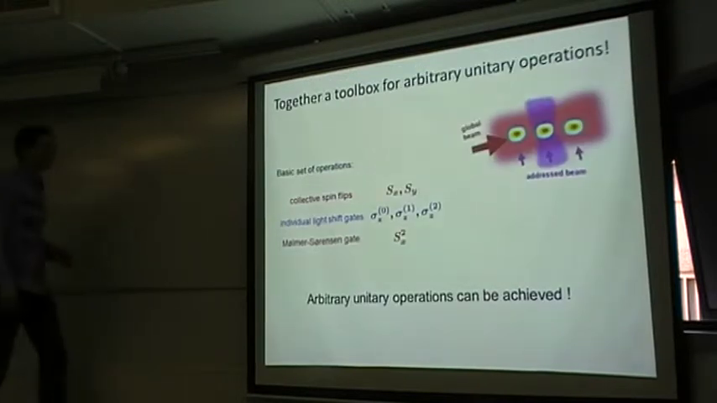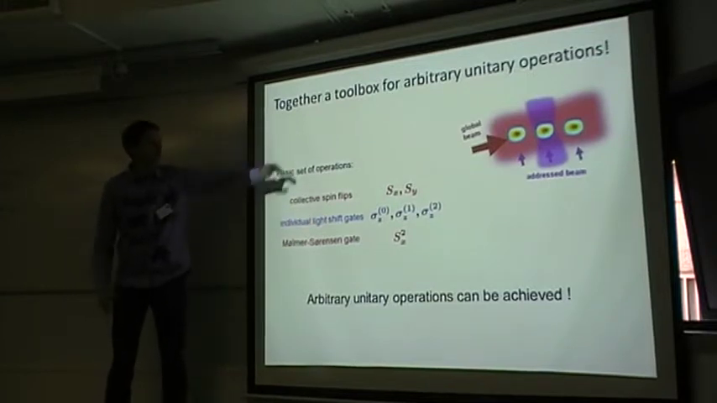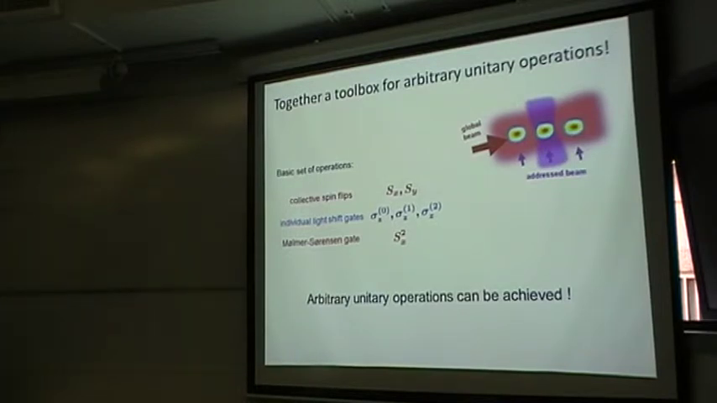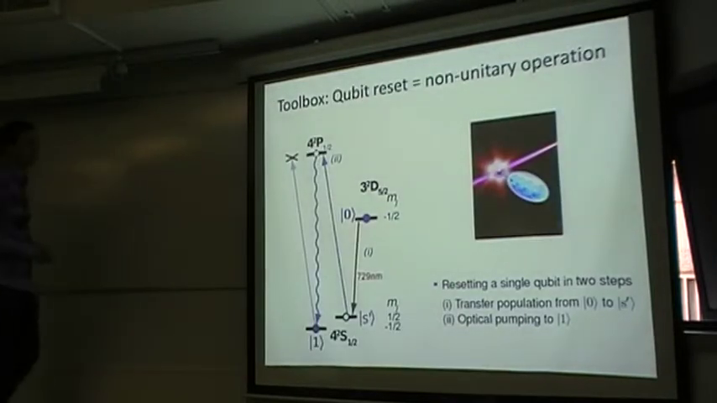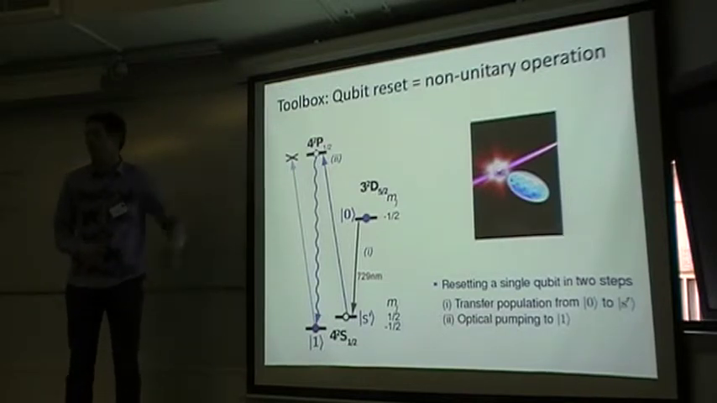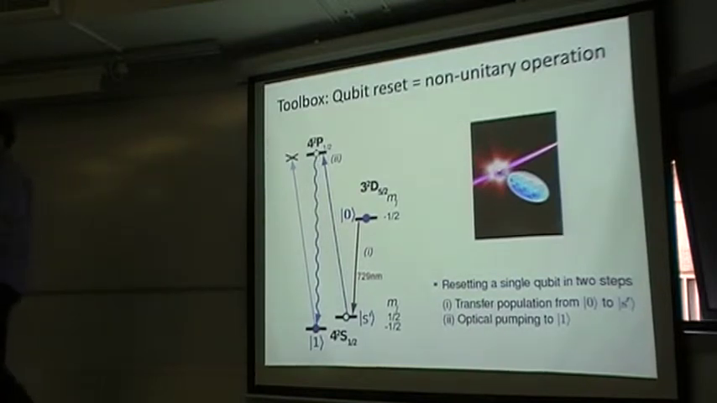Okay, and then together with the qubit rotations, you have a full set of unitary operations so that you can do arbitrary unitary operations. Then in the last year we also extended this tool set with one additional operation, and that is a non-unitary operation. Because sometimes, for example, for error correction or for resetting qubits to the initial state, you need a non-unitary operation. So that's also an essential tool that you need for quantum information processing.